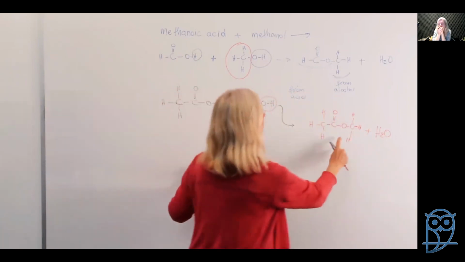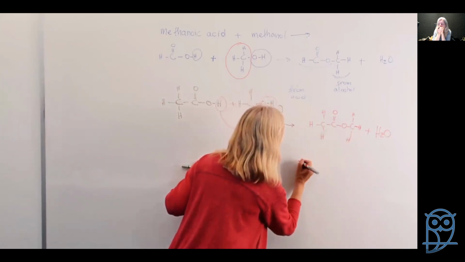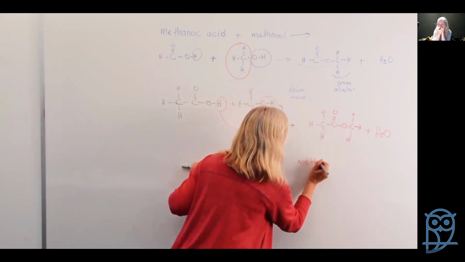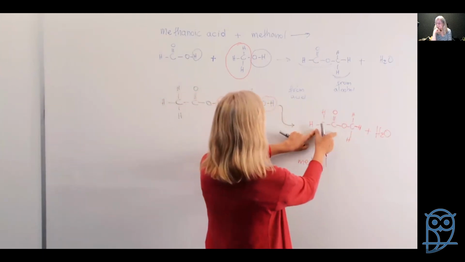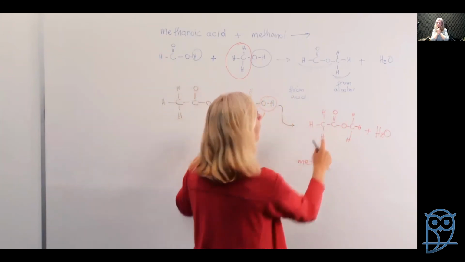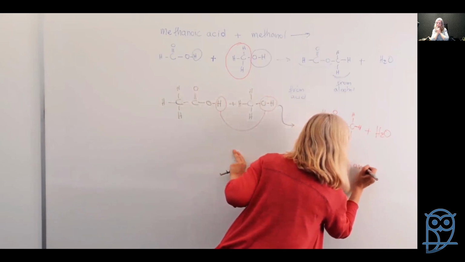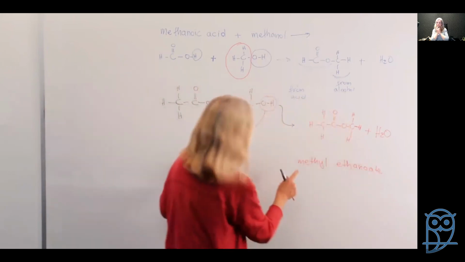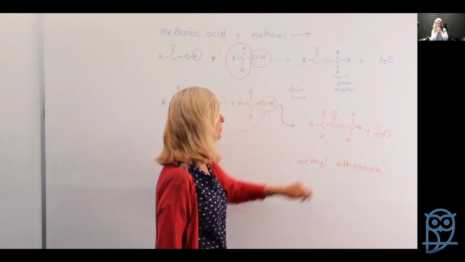Remember now, the name starts from the part from the alcohol, which is methyl again. So this ester will be methyl. And the next part of the name comes from the acid, which is ethanoic acid. So ethanoate. So this is methyl ethanoate. This is the name of this ester.